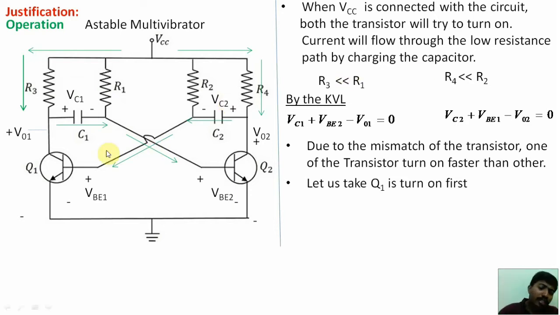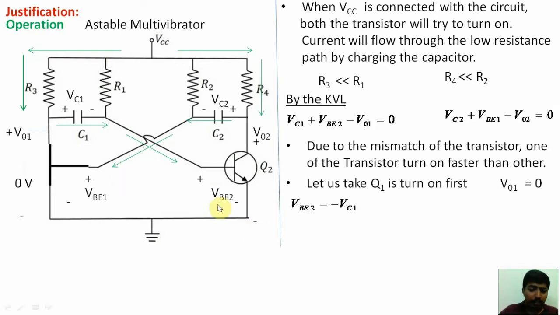If Q1 is turned on, it will act as a short circuit. So what will be the voltage across this? This V1 is directly connected with the ground, so V01 will be equal to 0 volt. If V01 is equal to 0, substitute here, we will get VBE2 is equal to minus Vc1. It's a negative voltage. Negative voltage means the transistor quickly turns off. The Q2 transistor will turn off immediately. When the transistor Q1 is on, the transistor Q2 turns off immediately.